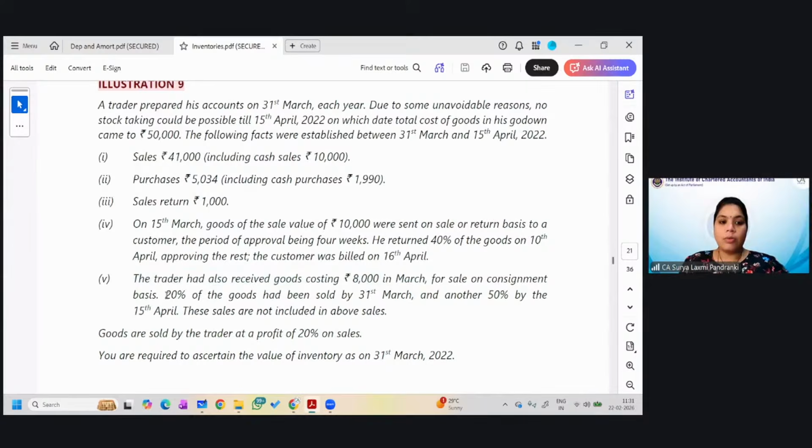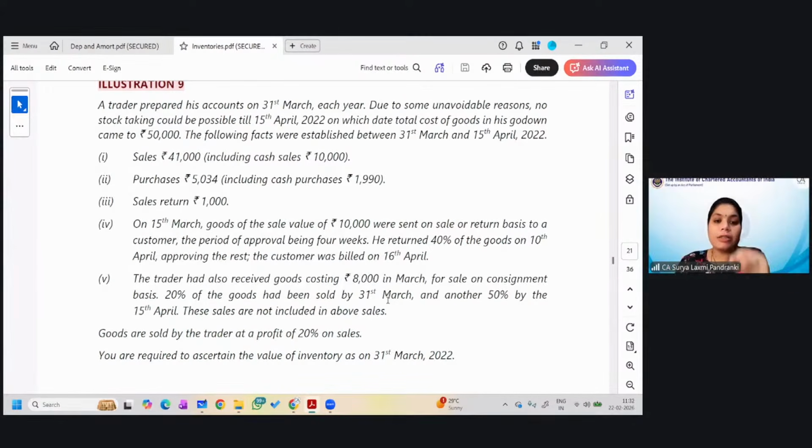What happened to these goods now? 20% of the goods were sold by 31st March. So by 31st March, you already sold 20%. And another 50% was sold by 15th April, which means 20 plus 50, 70% of the goods were sold. Agreed? 70% of the goods were sold by 15th April, which is the date on which you have done the stock taking. On the date of stock taking, when you're doing the physical count, do you have that 70% of the goods with you? No, because you have sold them. Now, what about that 30%? 30% of the stock are left with you, right?